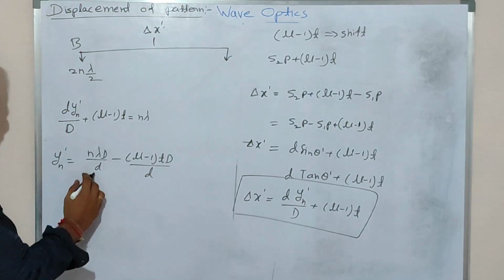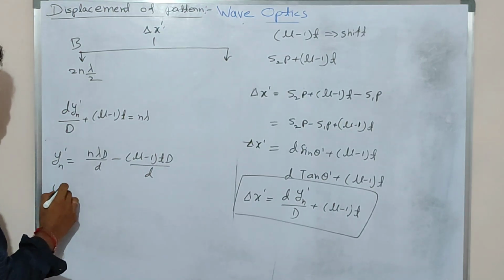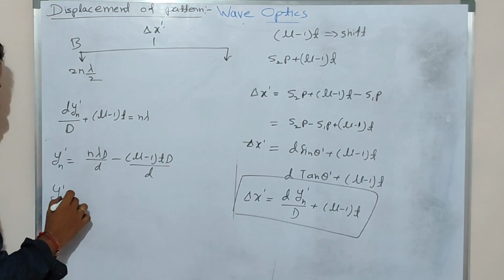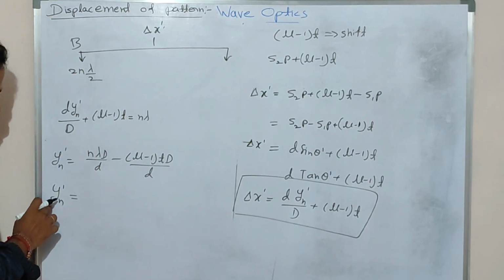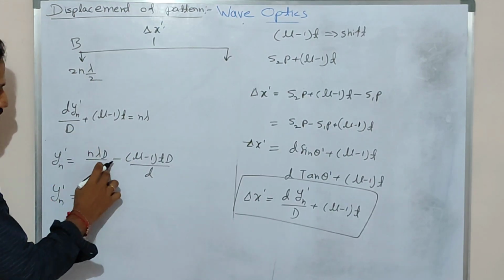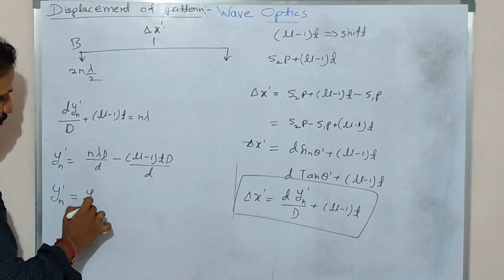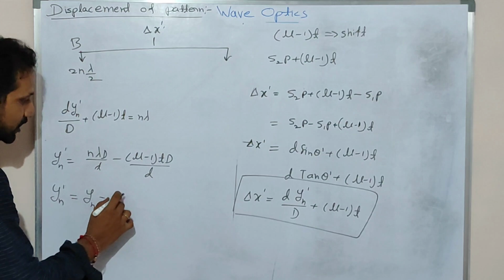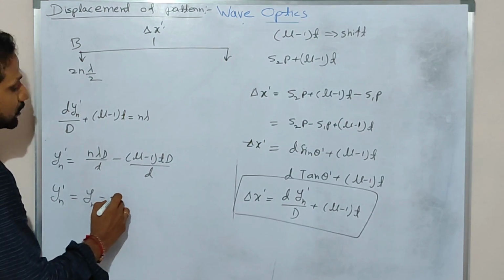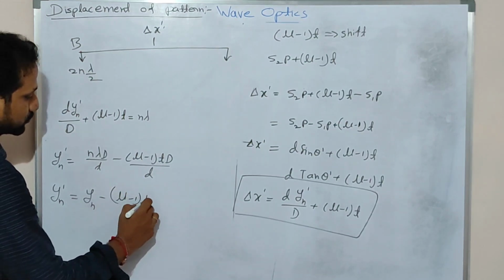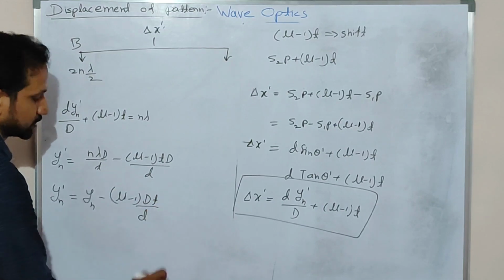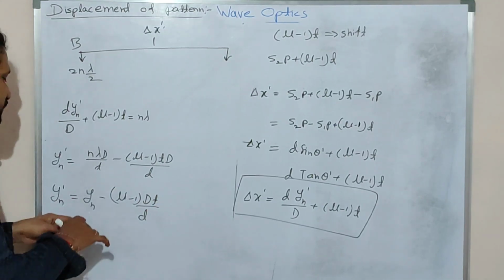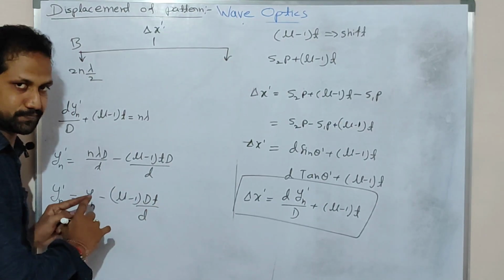Okay, so what did you notice here? The nth bright fringe with the film equals the nth bright fringe without film, which we have already seen, minus this term, that is (mu minus 1) into Dt by small d. That means, where the first bright fringe was formed, right?